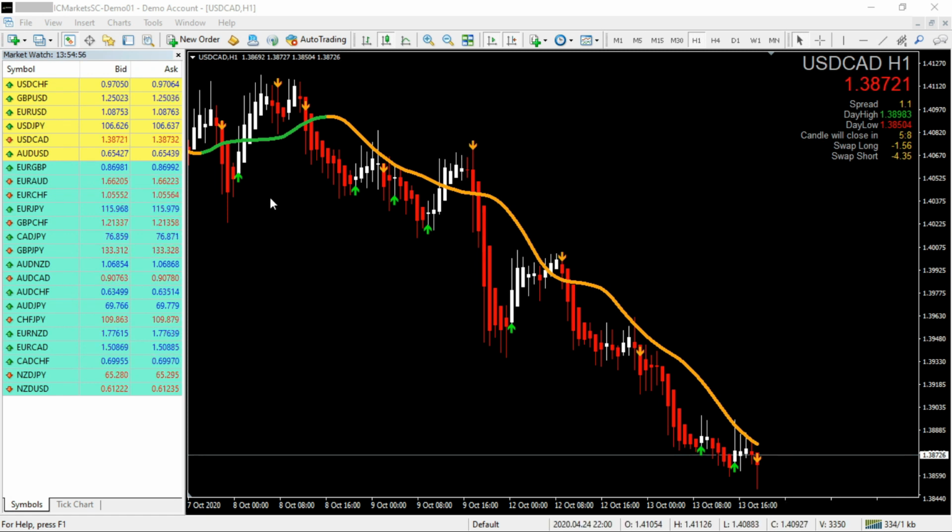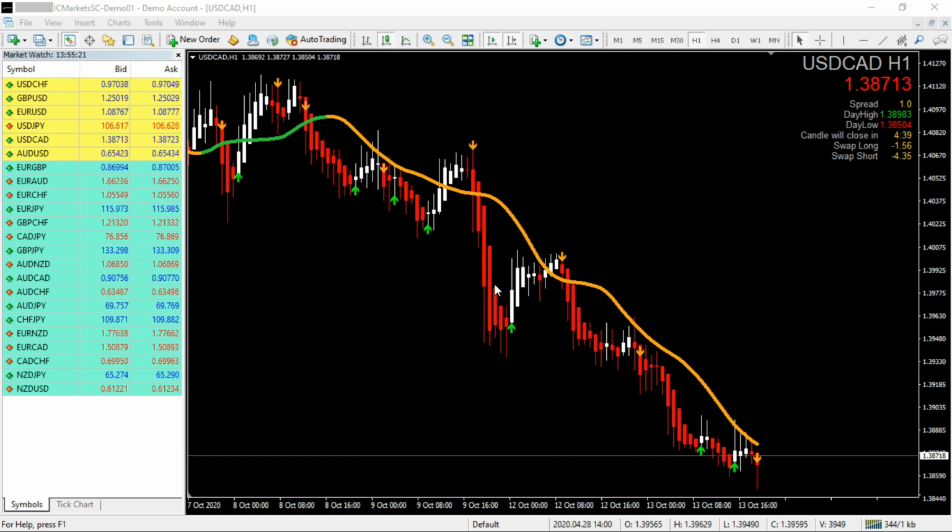For a sell trade, it's the opposite. An orange arrow should appear on your chart. The candle color must be red. The trend direction line must be orange. So again, if all the 3 rules are satisfied, we enter into a sell trade. So as you can see, this signal is a valid signal.